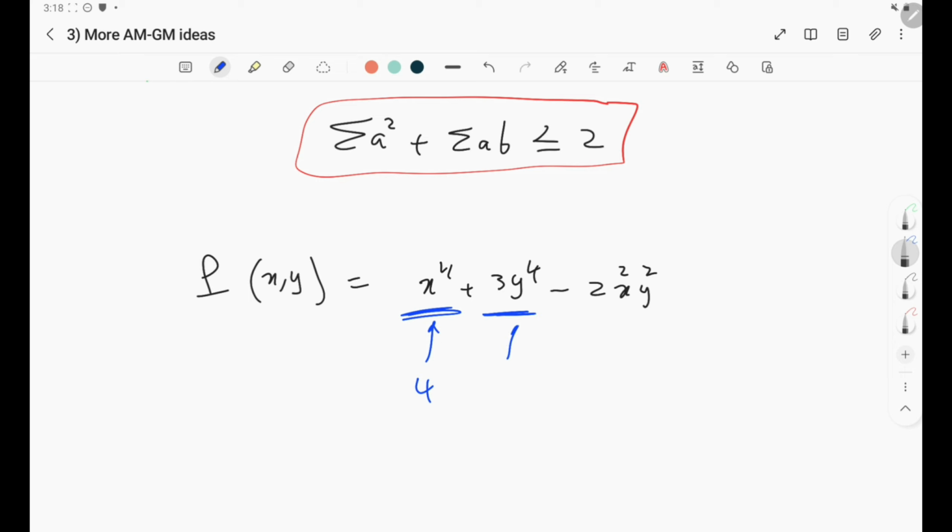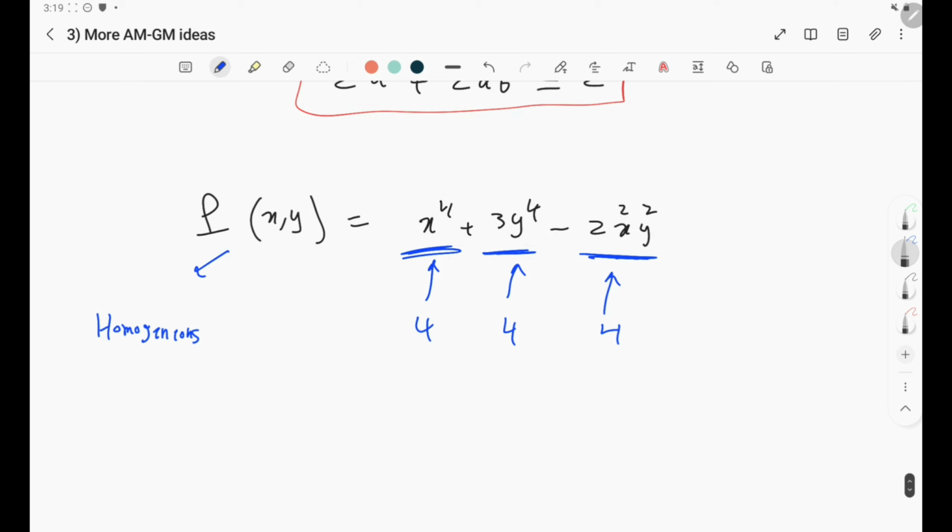What's the degree of this term? It's also 4. What's the degree of this term? Remember that a degree is always the sum of the powers of the variables. So here it's 2 plus 2, so it's 4. As you can see, the degrees of each term are all equal. So we call this P homogeneous, because each term has the same degree.